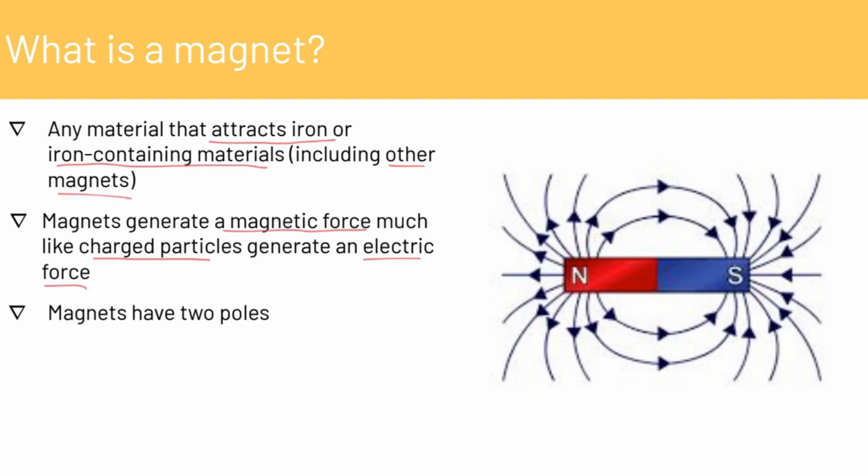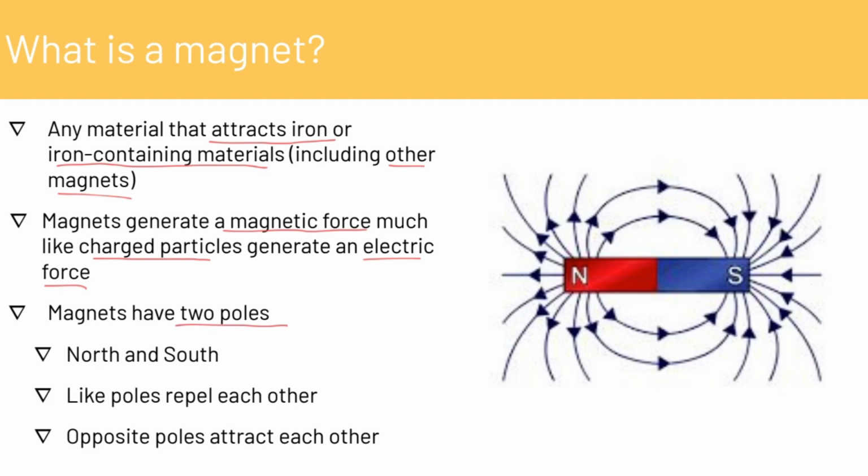Magnets always have two poles. We have a North Pole and a South Pole, and like poles repel each other, and opposite poles attract each other, similarly to the way electric charges work.